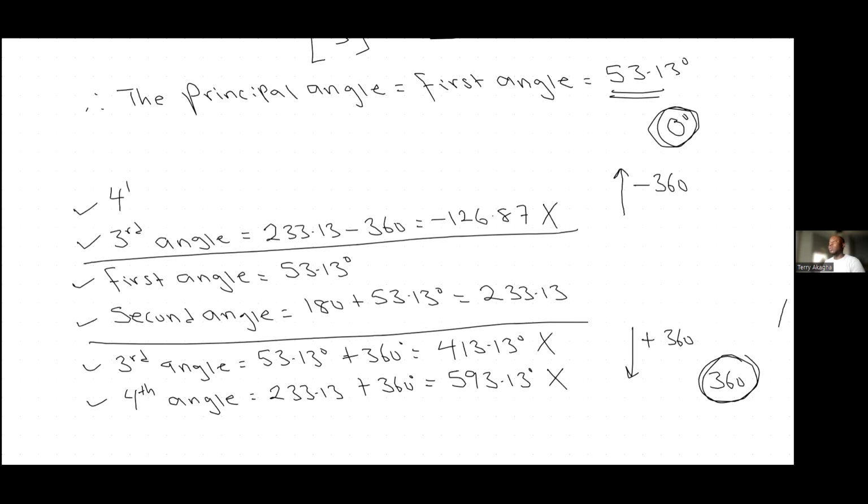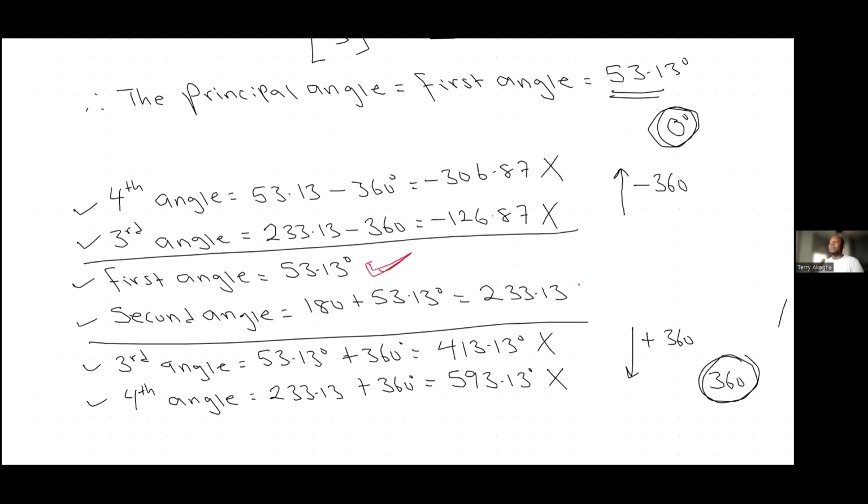So the fourth angle is going to be 53.13 minus what? 360 degrees. And that will give us minus 306.87. As you can see, as well, it is not what? A solution. So therefore, the only correct answers for this are going to be 53.13 and 233.13.